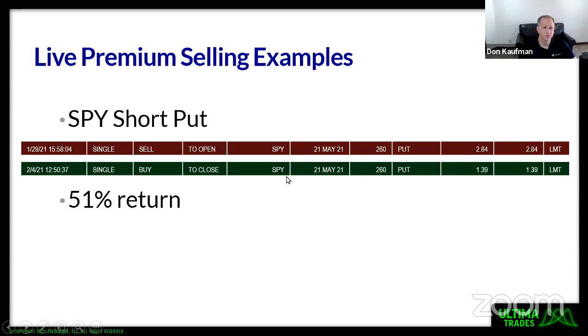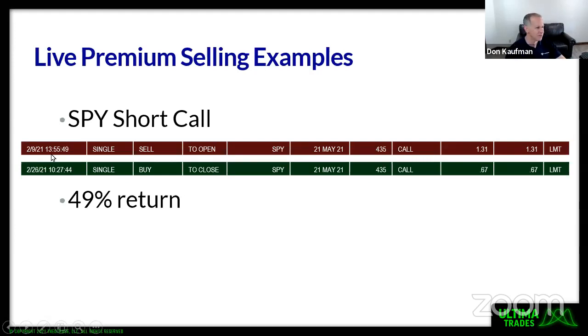Here's another SPY short put. Again, if it works once, why won't it work multiple times? No, it will. Okay, sold for 284, covered for $1.39, 51% return. Here's another SPY short call, opened for $1.20, closed for 52 cents. It's a 57% return. Okay, moving on.